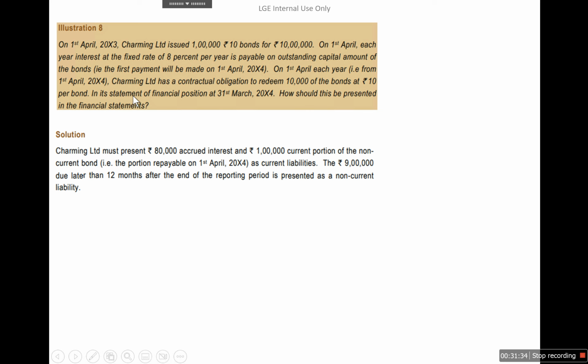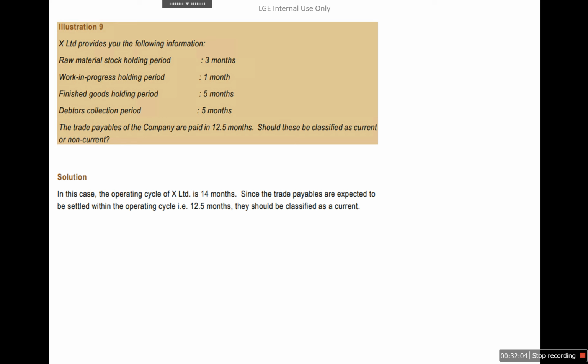So, Charming Limited must present 80,000 as accrued interest and 1 lakh as the current portion of the non-current bond, because it is payable within a period of 1 year, and the remaining 9 lakhs, due later after 12 months, will be presented as non-current. So two items are payable within 12 months, that is interest and 10,000 of redemption of the bond, and these will be classified as current, and the rest of the amount will be classified as non-current.